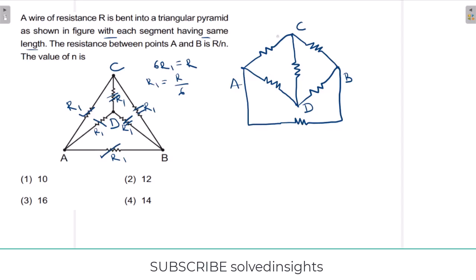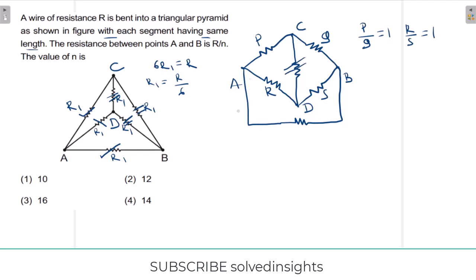Now we can see that this is a pure Wheatstone bridge circuit. So let these be P, Q, R, S, and each has the value R1. That is, P by Q is R1 by R1, which is 1, and R by S is also 1. So the potential at C and the potential at D are the same. The current will not flow through the resistance between C and D, so we will neglect this resistance while calculating the equivalent resistance.